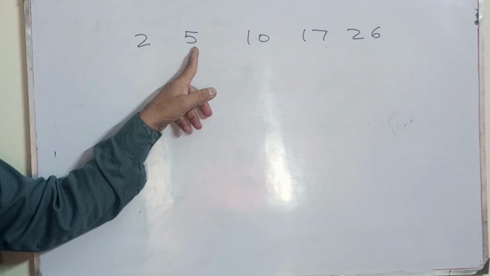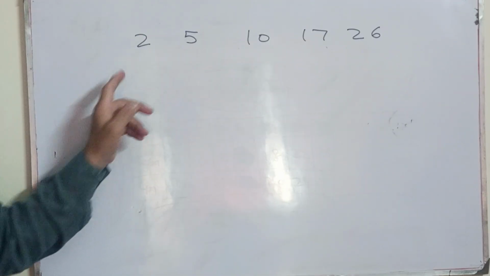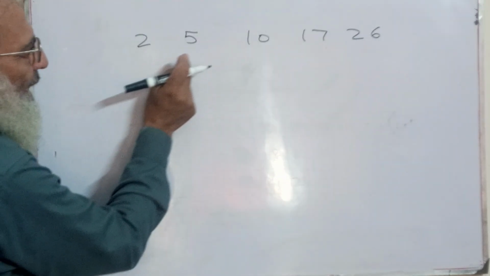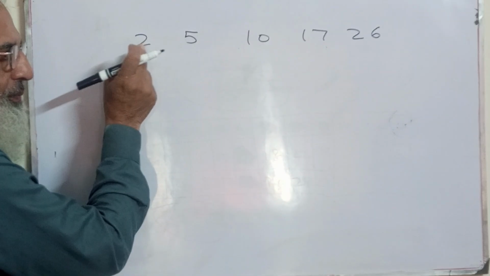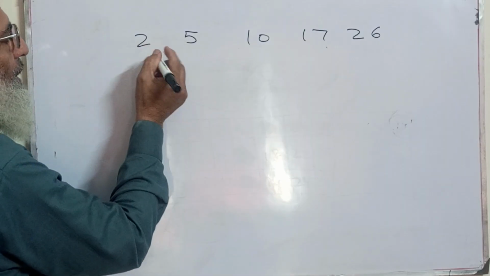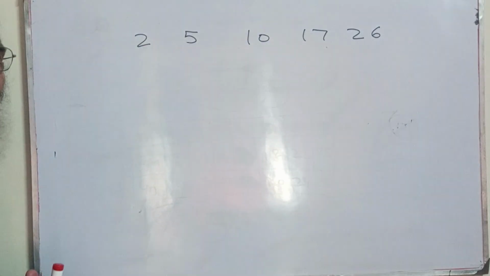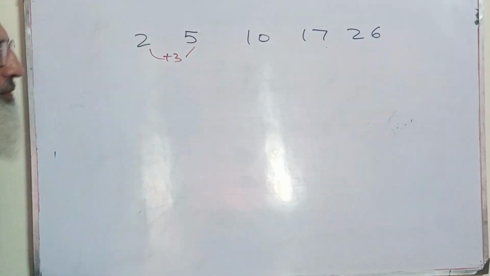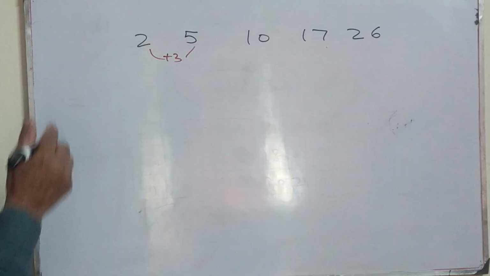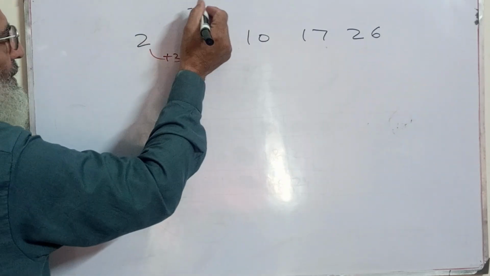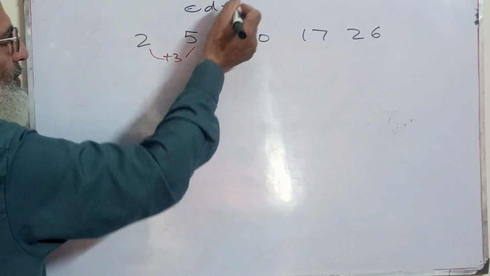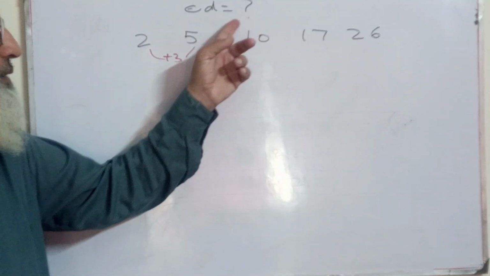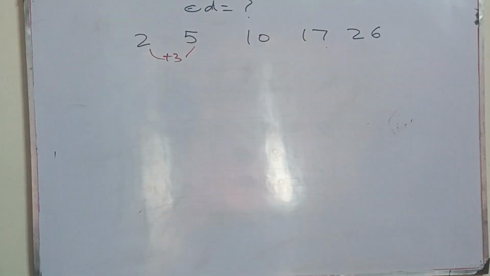If you subtract the previous term from the following, what will you get? Or you just add 2 from the previous to the following. It will be 3, plus 3 is your answer for the common difference. Common difference is denoted by CD. We have to find the common difference.